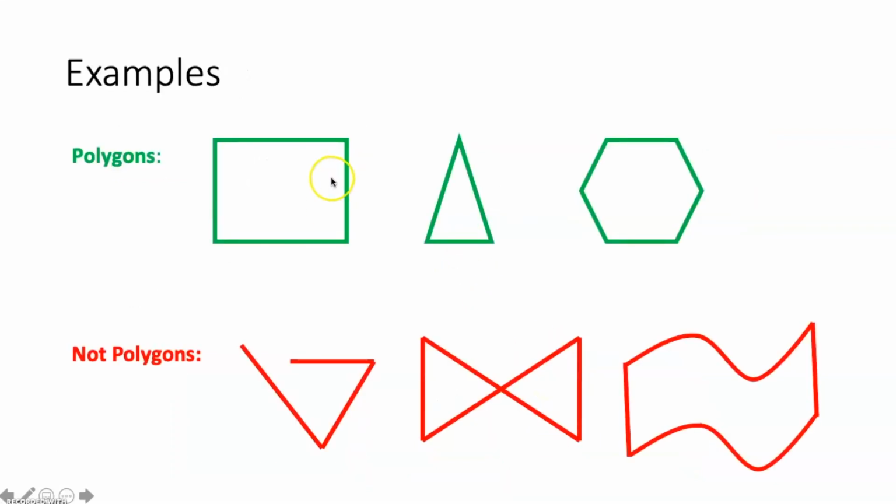Now we've looked at what polygons are, so it might be helpful to see what is not a polygon. So here you can see this is not a closed figure, right? There's an opening right here. Because it's not a closed figure, it cannot be considered a polygon.